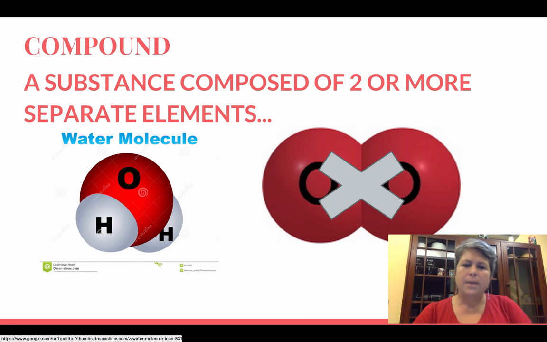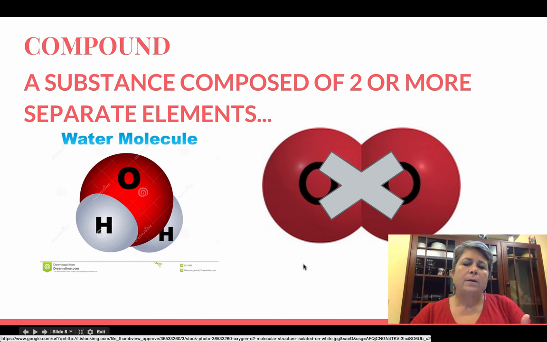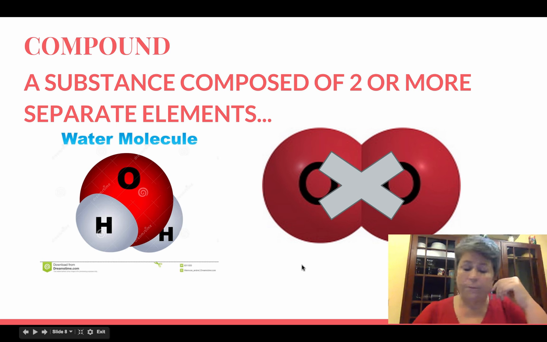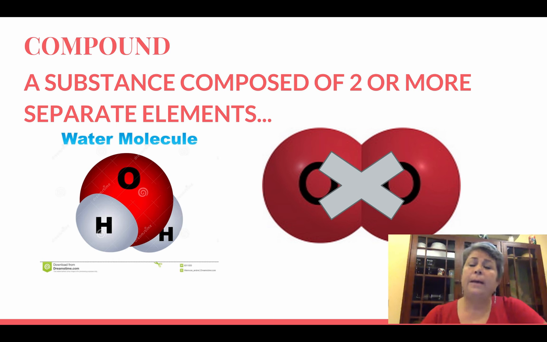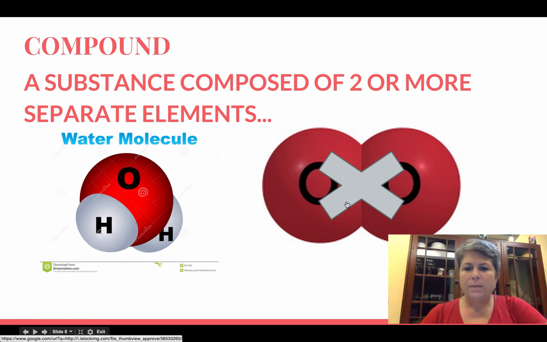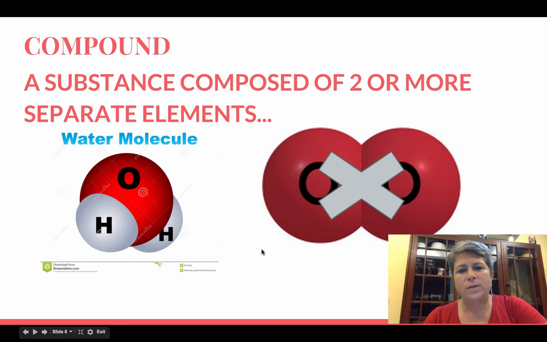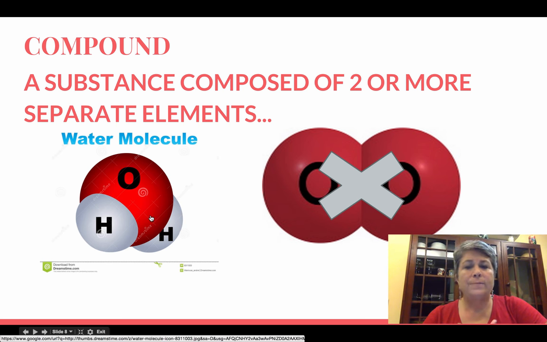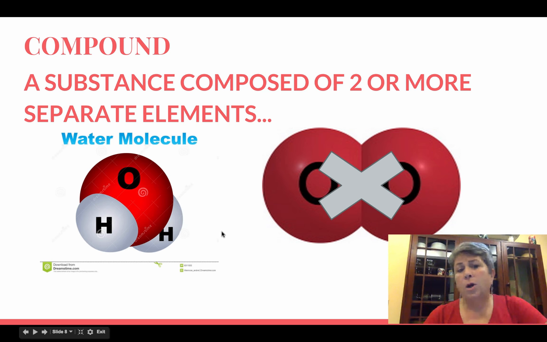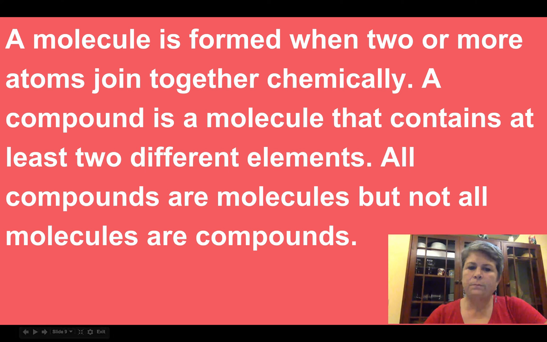And then there's also this word compound. Now, a compound is a substance that's composed of 2 or more separate elements. So you will have 2 or 3 or 4 or, you know, 56 different atoms, but they have to be of separate elements. So the water molecule is a molecule, and it's also a compound. This oxygen molecule here, which is 2 oxygen atoms bonded together, is a molecule, but it's not a compound because they're the same kind of atom. They're both oxygen atoms. The water molecule, you've got oxygen atoms and hydrogen atoms that are bonded together, so you can call it a compound.